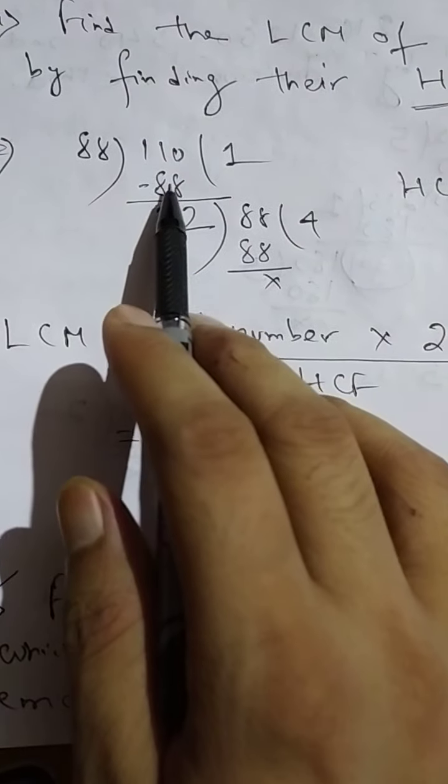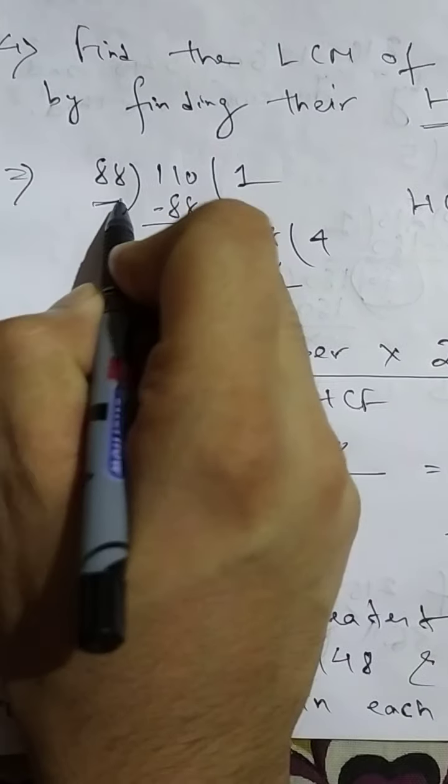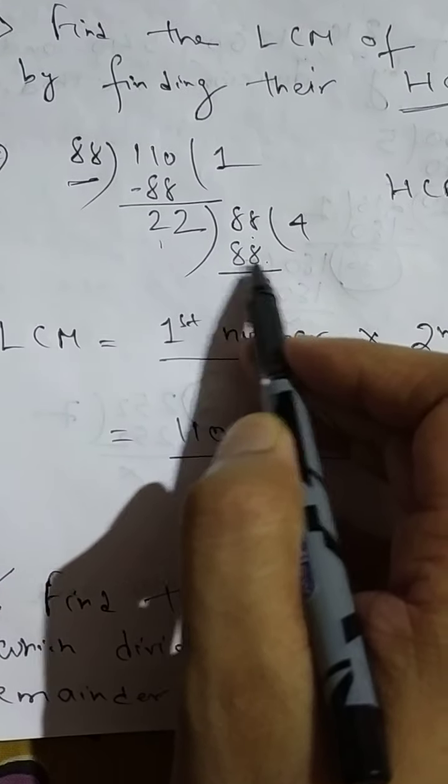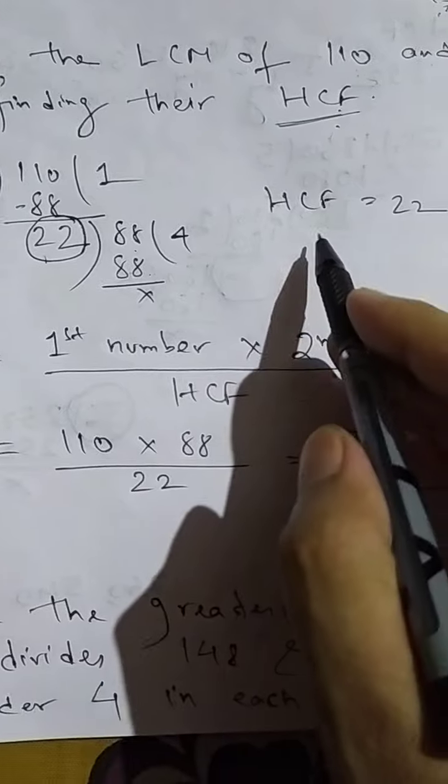88 and 110: 1 times 88, after subtraction 22. Then this 88 right here, and then 22 fours are 88. So your last divisor 22 is the HCF.